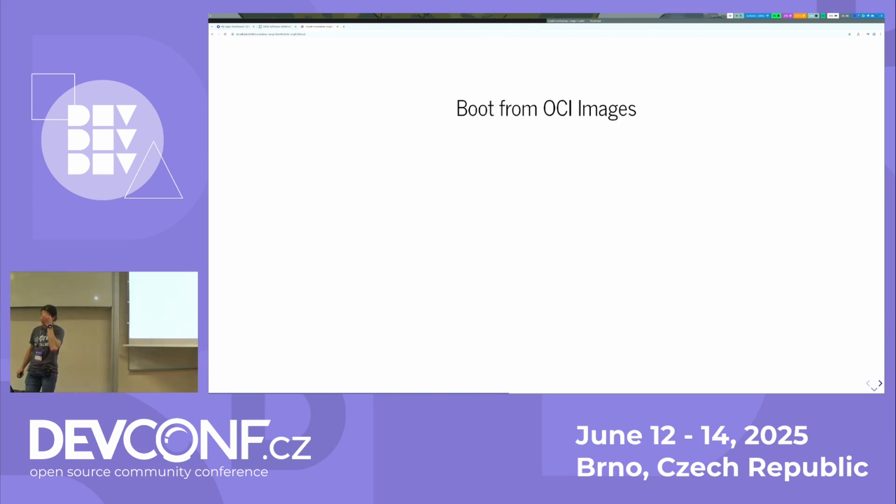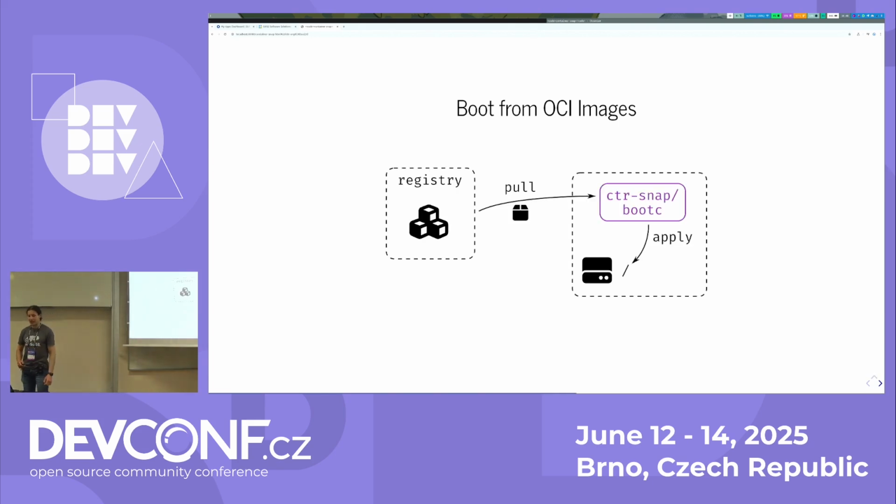How would we do that? We have our registry. Our registry serves our container images. And then we have some tool that could be bootc, or if you are crazy and want to run my code, then you would run container snap. It takes the contents of the image, applies it on your disk, and then you can boot from that. Sounds simple, it's pretty hairy in practice.